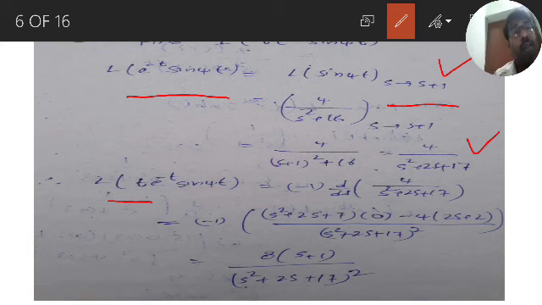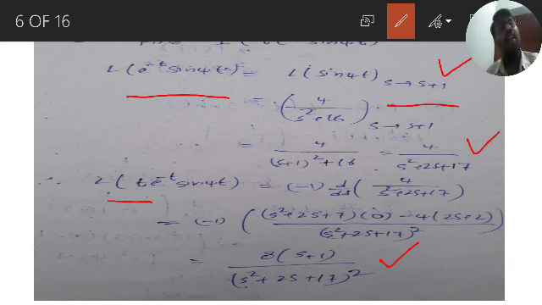So s square plus 2s plus 17 into derivative of 4. What is the derivative of 4? Derivative of 4 is 0, minus 4 into derivative of s square plus 2s plus 17. s square derivative is 2s, 2s derivative is 2, 17 derivative is 0. It is 2s plus 2. Minus into minus is plus, 2 common, 4 into 2 is 8. 8 into s plus 1 by s square plus 2s plus 17 whole square.